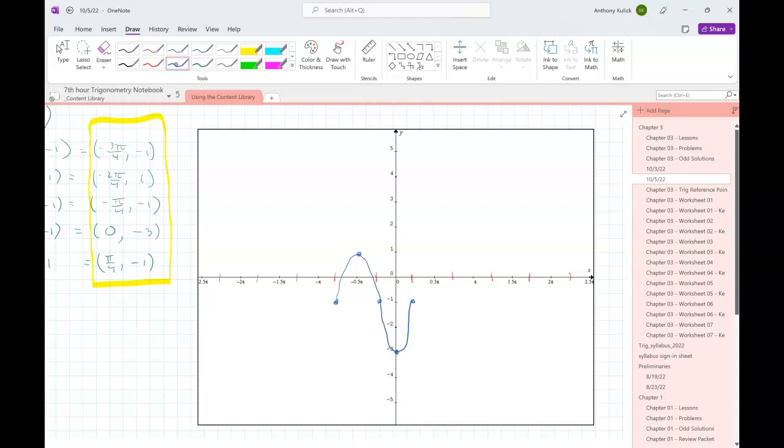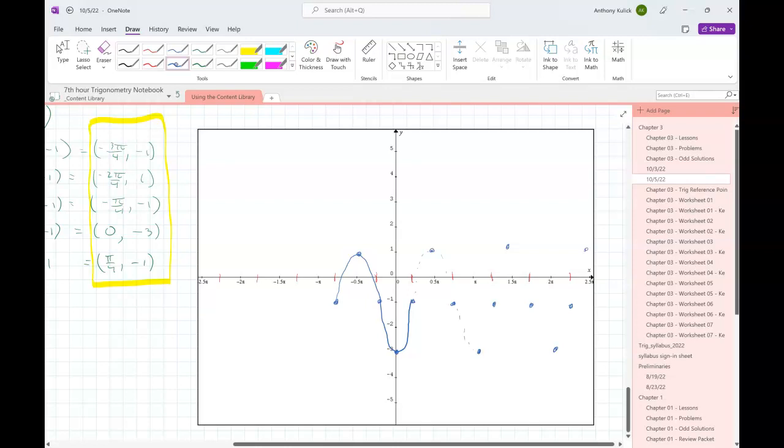So there's what I've plotted. But Mr. Kulik's going to ask you to extend your graph so that it covers the space provided. Now I'm not going to generate more points to do that. I'm just going to use my eyes and follow the pattern. So after the midline, we went up to a maximum, and then back to the middle, down to the minimum, back to the middle, up to the maximum, down to the middle, down to a minimum, back to the middle, up to a maximum.